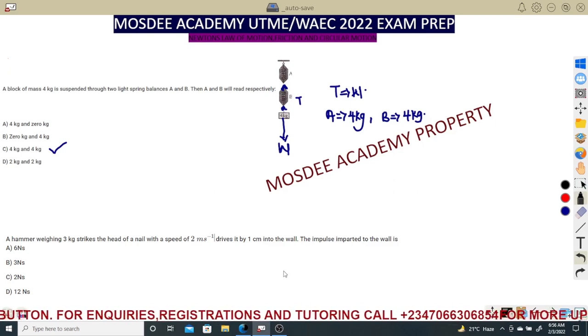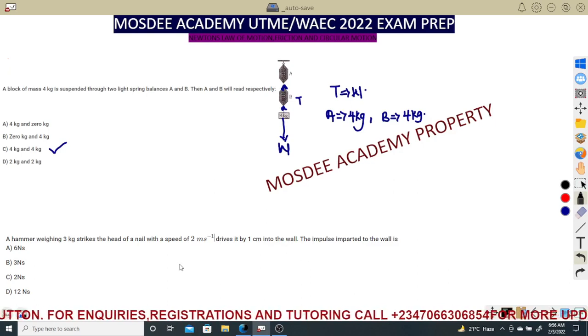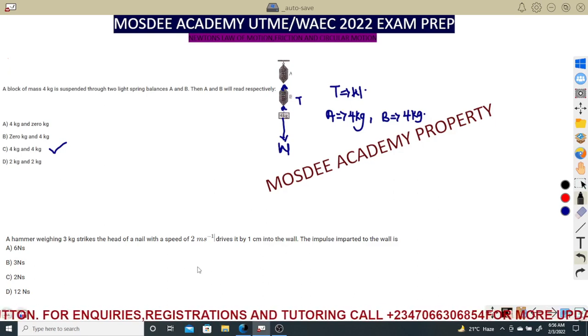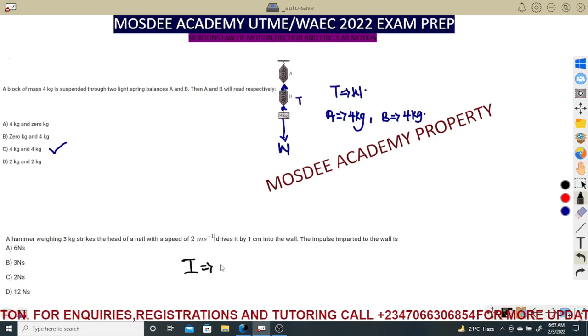Doing this directly, change in momentum is called impulse. The body was imparted force, that is impulse. Impulse is called change in momentum. From junior classes, impulse is written as change in momentum.